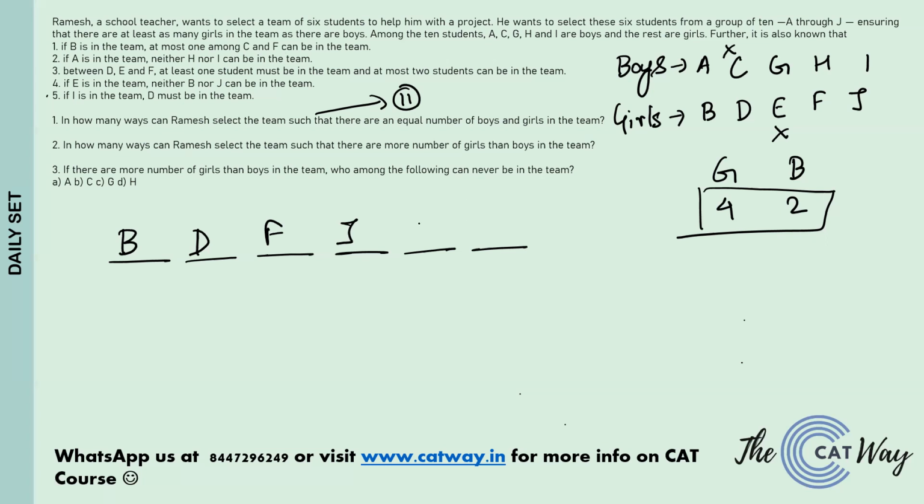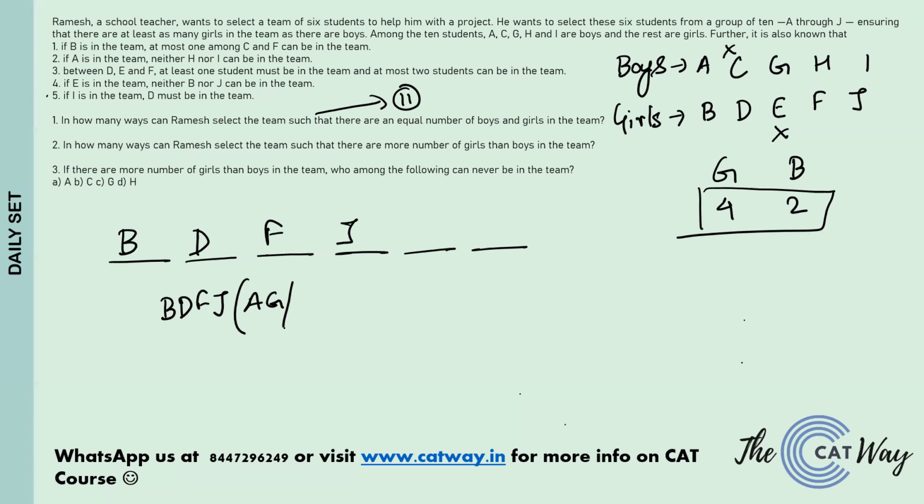Now the case with A, there is only one possible. I'll write it like this. So B, D, F, and J are there. Now we have 2 boys. Between 2 boys, A can only form a group with G, because A cannot come with I, A cannot come with H. So AG is one group.